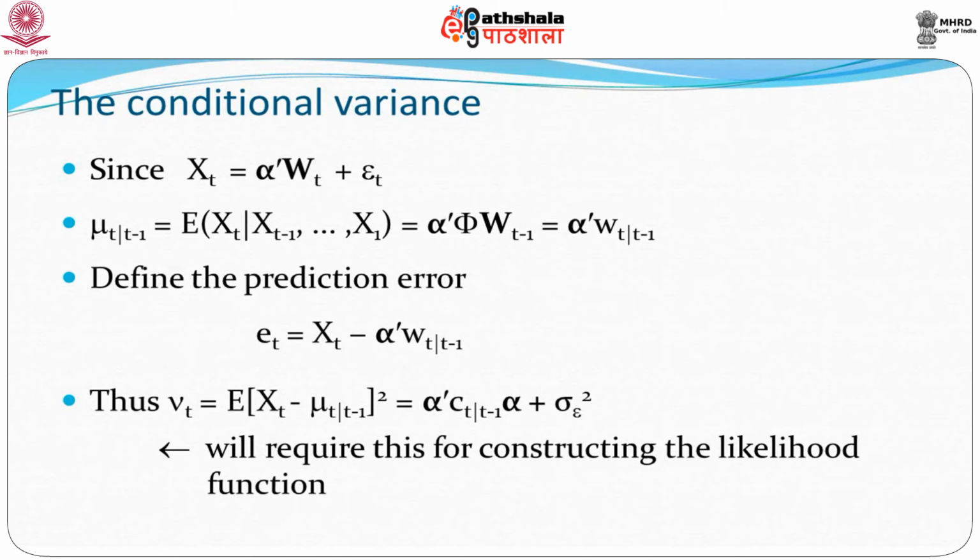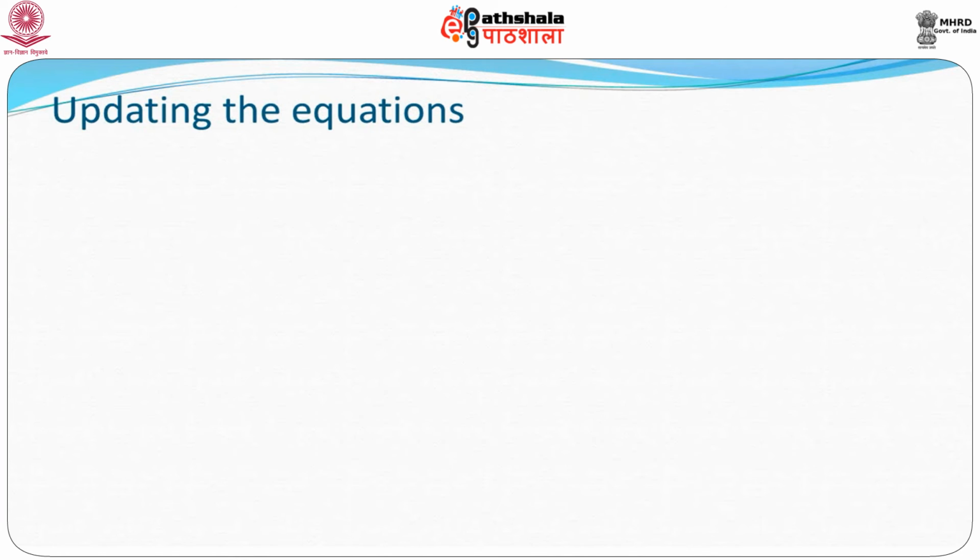Similarly, mu t, which is the conditional variance, would come out as alpha prime Ct given t minus 1 alpha plus the error variance, which is sigma epsilon square, and we will require this to construct the likelihood. Mind you, the likelihood involved the Et and the nu t's. But the problem is, we said that we are given Wt minus 1, Ct minus 1. How do you get this? So, suppose we are given this, then how do you get Wt and Ct for the next step?